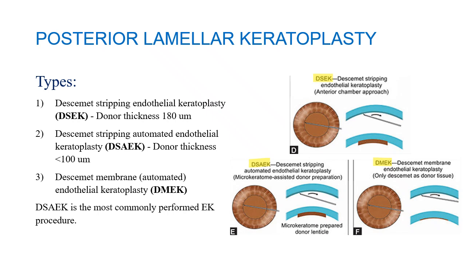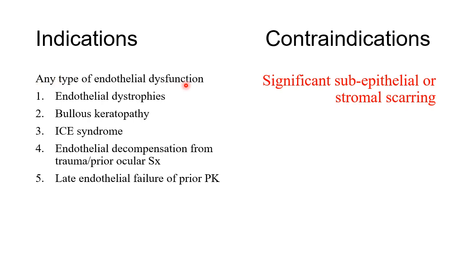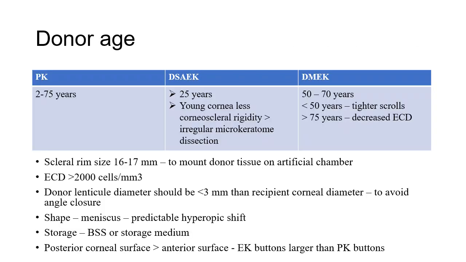So let us proceed with DSEK. Indications: any type of endothelial dysfunction, endothelial dystrophies such as Fuchs, advanced Fuchs, bullous keratopathy such as pseudophakic, aphakic bullous keratopathy, ICE syndrome, iridocorneal endothelial syndrome, endothelial decompensation from surgery or trauma, late endothelial failure of prior penetrating keratoplasty. Absolute contraindication is when there is significant subepithelial or stromal scarring. There is no point in transplanting the endothelium in such cases because the visual outcome will not be satisfactory.